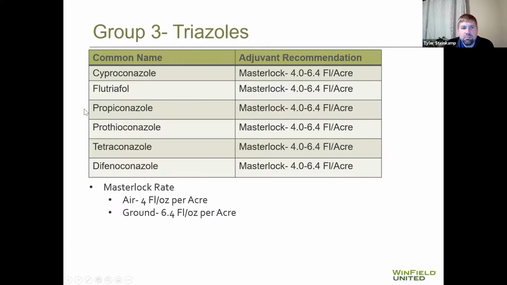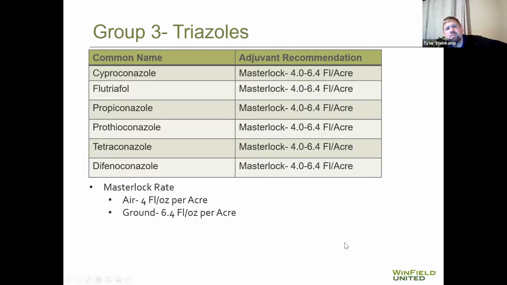Okay. Basically, with any of these fungicides, guys, our recommendation is Master Lock. Aerially, we put 4 fluid ounces per acre. Ground, we put 6.4 fluid ounces. Okay, and the reason that we're putting more through the ground is because of the higher water volume. Okay, that's why we need more of that Master Lock in the tank.